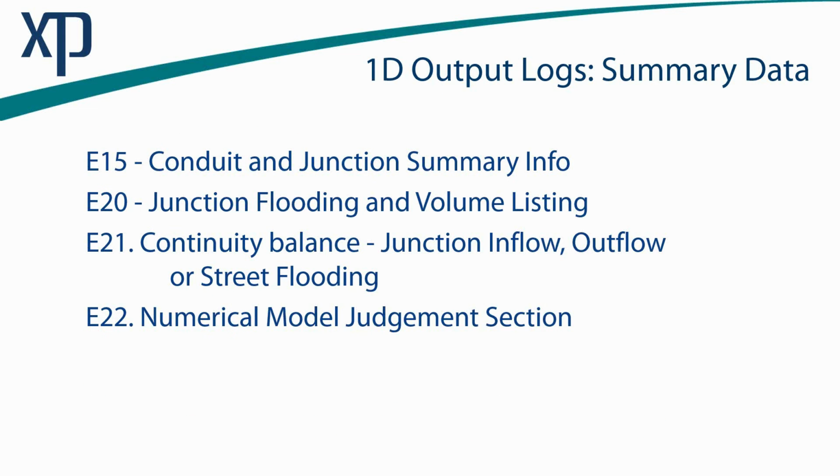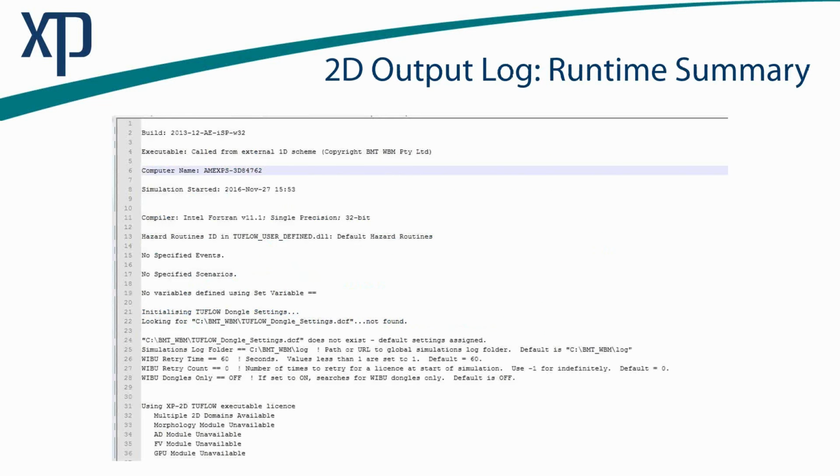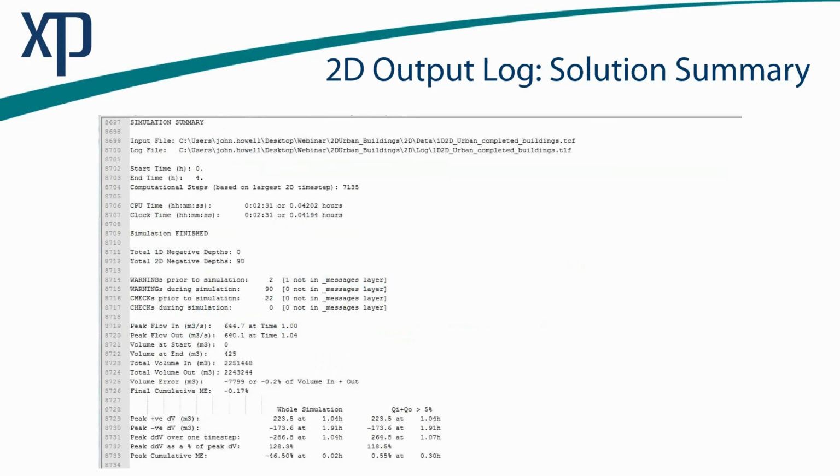There's a lot of summary data in the 1D output log as well, particularly the mass balance and in the numerical model judgment section. We're dealing with two separate numerical engines, a 1D engine and a 2D engine, so we have two separate output logs. The 2D output log gives us a runtime summary at the start of the output log, and then at the end there's some very useful information about peak flow in, volume at start, volume at end of the run, total volume, cumulative mass error, etc. for the 2D domain.